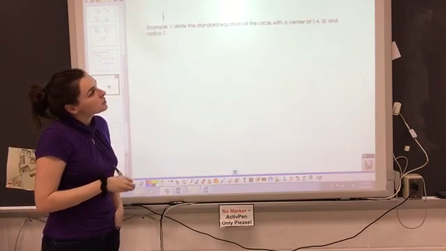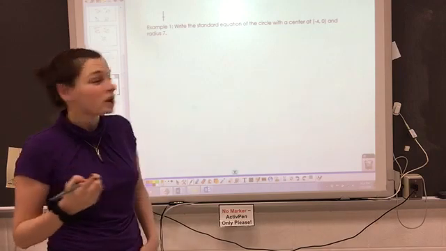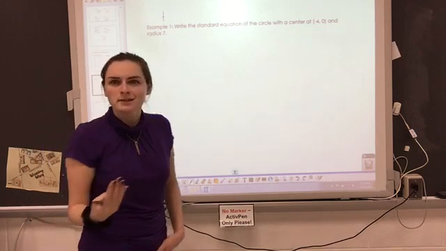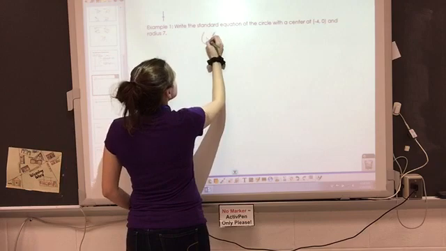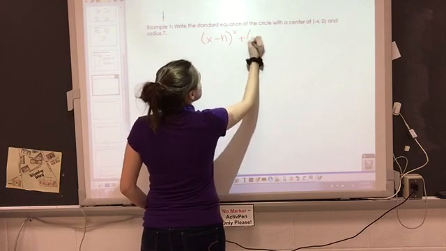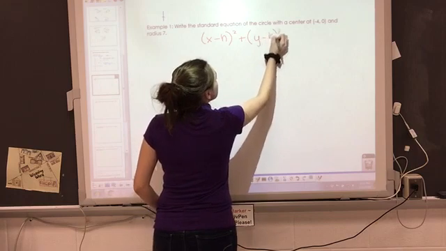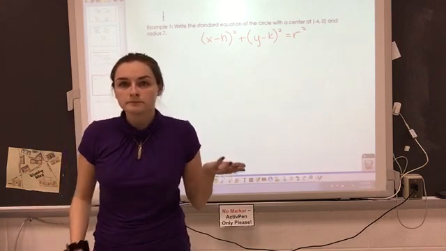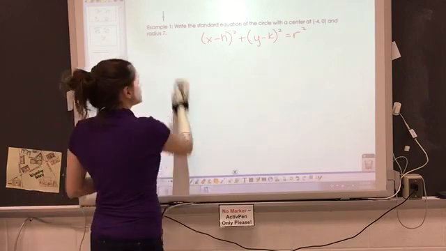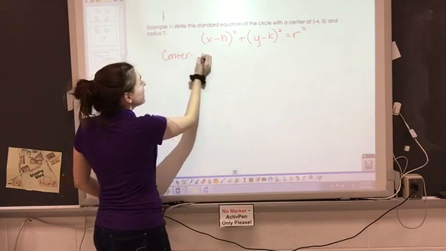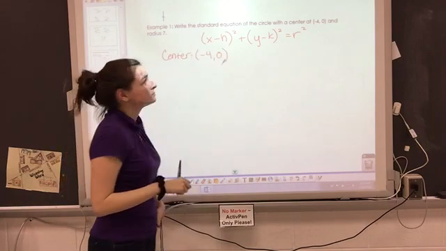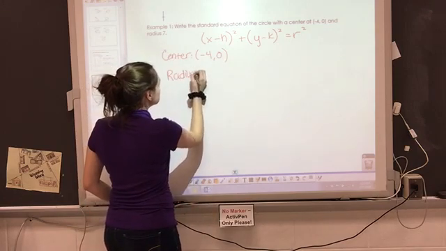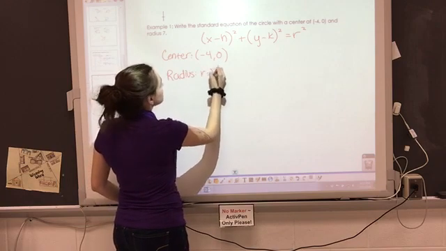Write the standard equation of a circle with the center at -4, 0 and radius of 7. So let's write down our general formula and see if we can start plugging stuff in. X minus h squared plus y minus k squared is equal to radius squared. Okay, so what were we given in this formula? You were given our center point. Let's label that center at -4, 0. We're also given a radius, good. And our radius, or r, is equal to 7.